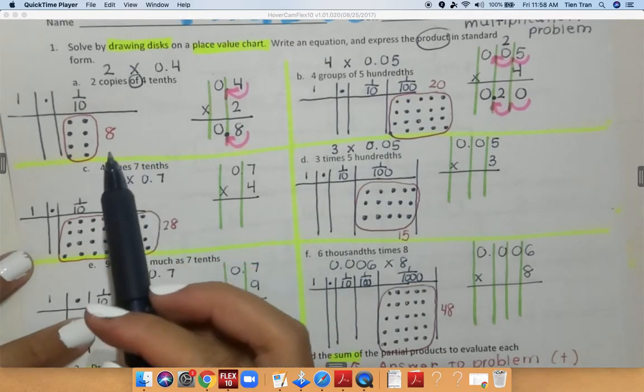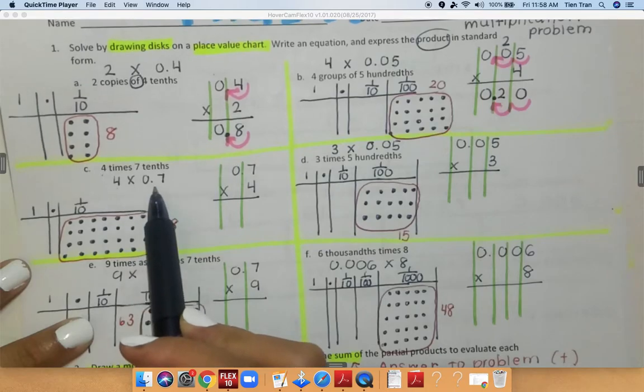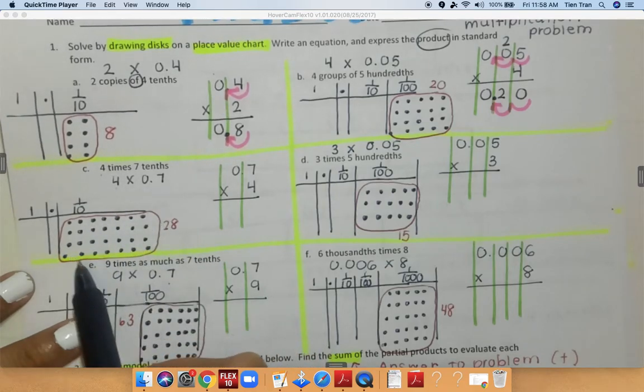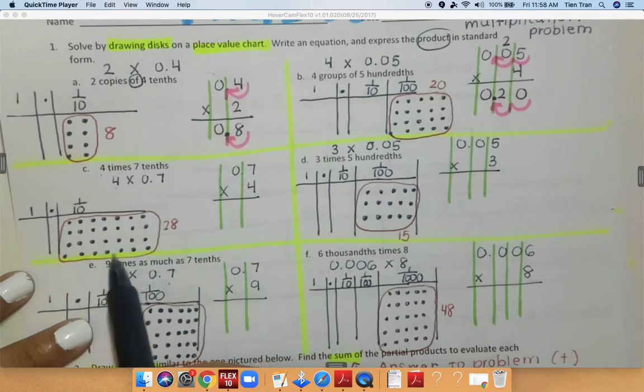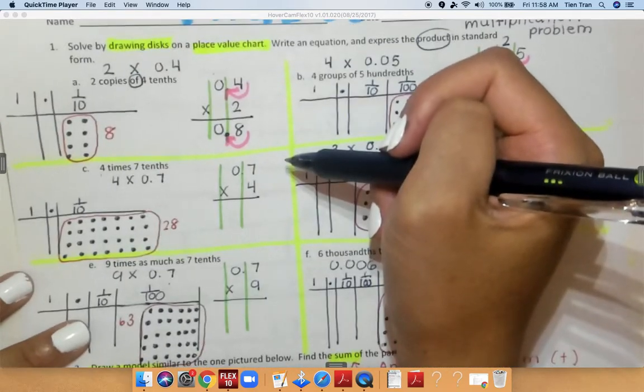For problem C, it says here 4 times 7/10. So I wrote down 4 times 7/10. So 7 is in the tenths place. So that means that there are what? 4 times 7 is equal to 28. There are 28 in the tenths place. Let's see what happens when you have 28 in your tenths place.